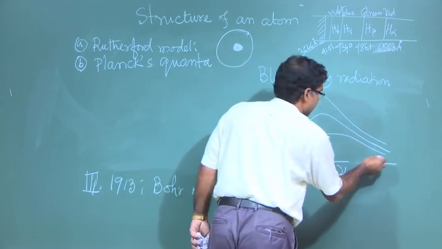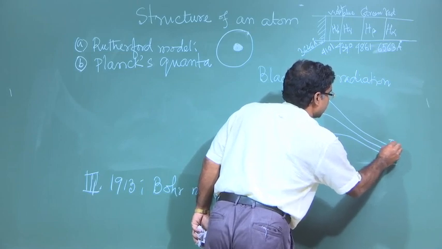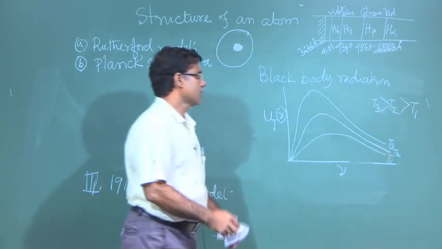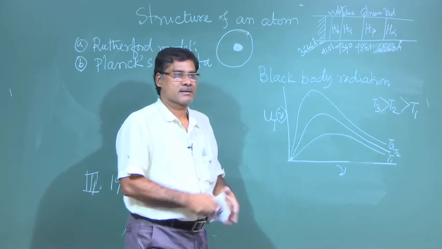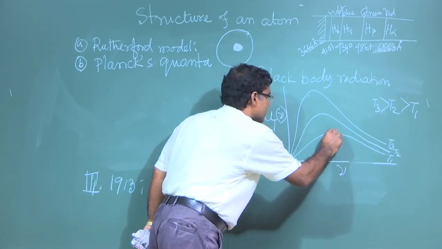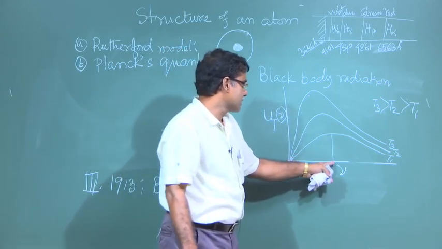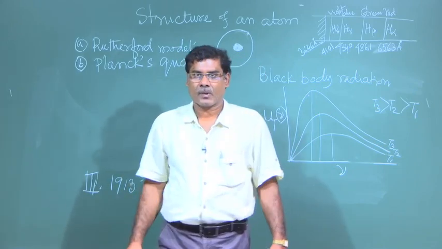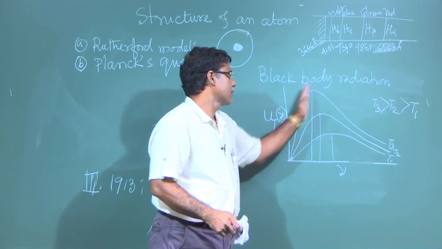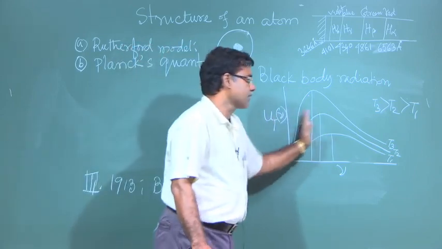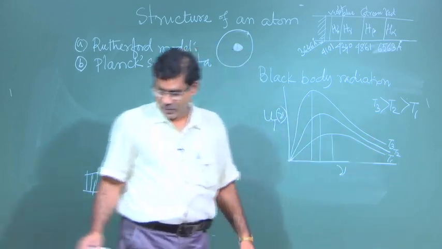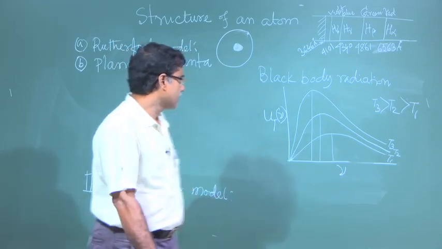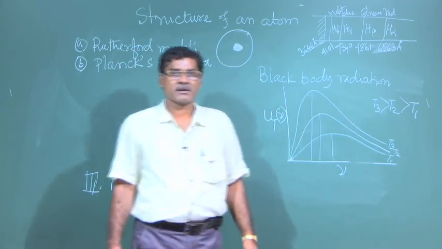So at different temperatures T1, T2, T3, T3 is greater than T2 is greater than T1, right. At higher temperature the density increases, and it was found that the maximum density occurs at a particular frequency. With temperature, this nu max, the frequency corresponding to the maximum intensity or density, increases. In case of wavelength, the wavelength at maximum intensity decreases. So that was the experimental observation.